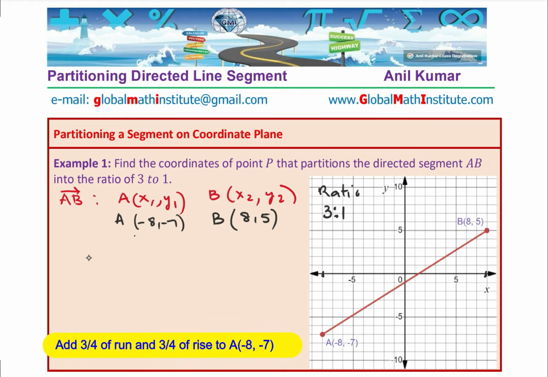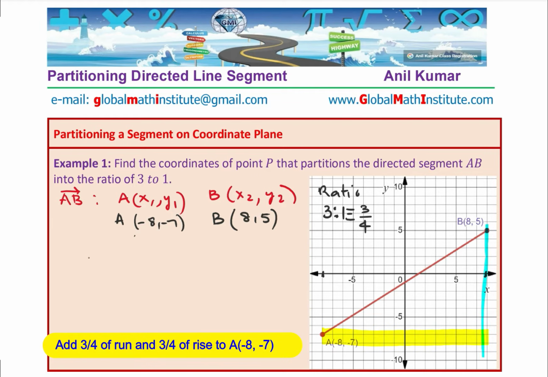So when the ratio is 3:1, we have to divide in 4 equal parts and take 3 out of them. So that is equivalent to 3/4. Is that clear to you? So 3/4 of the run and 3/4 of the rise. This is what we are going to take. So let's figure out what is the run. So run will be horizontal distance as you've seen here, and the rise will be the vertical distance.